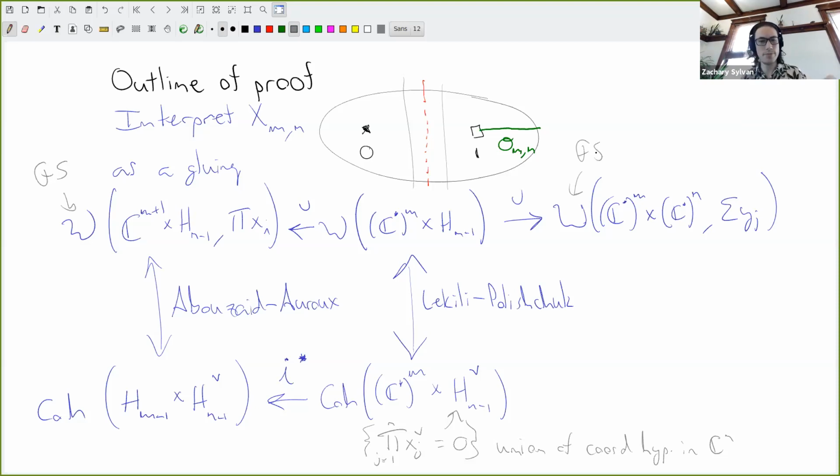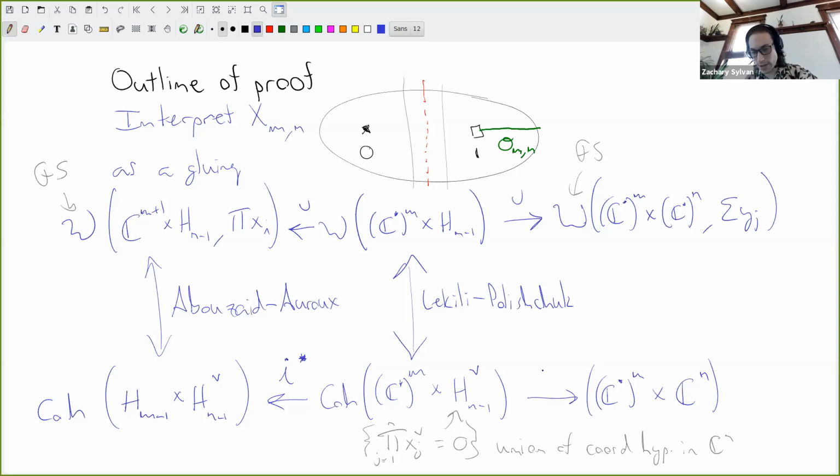Okay, what is that mirrored to? Well, C star to the M is still mirrored to C star to the M. And then C star to the N with this potential is mirrored to Cn. And there are various people that have proved something like this. I guess this is the simplest example of mirror symmetry where one of the terms has a potential.